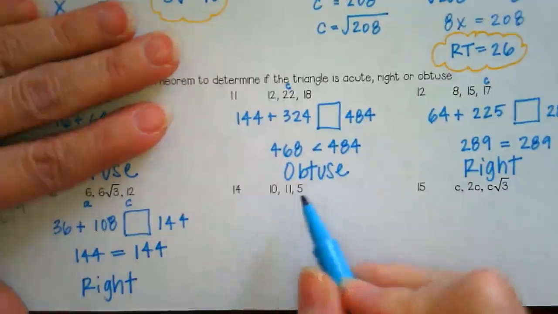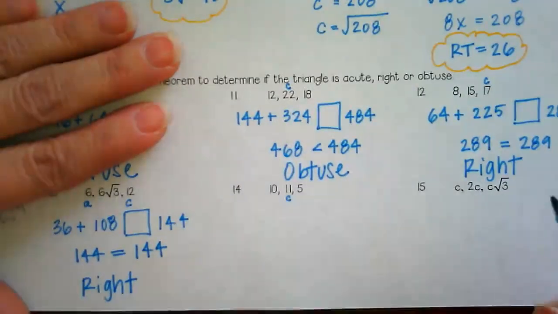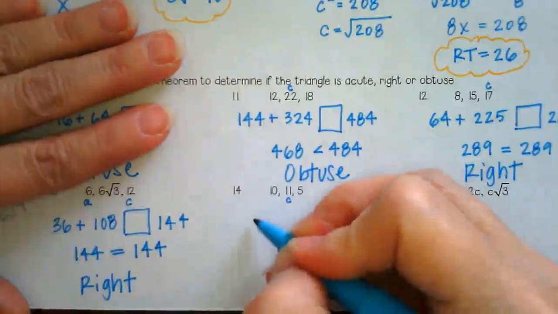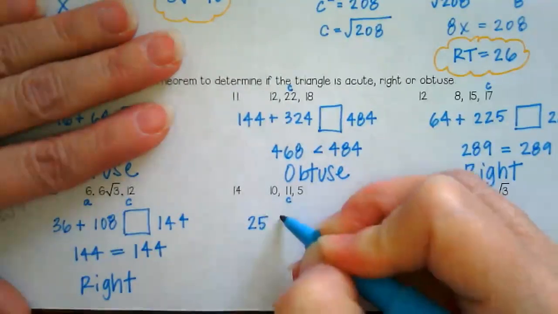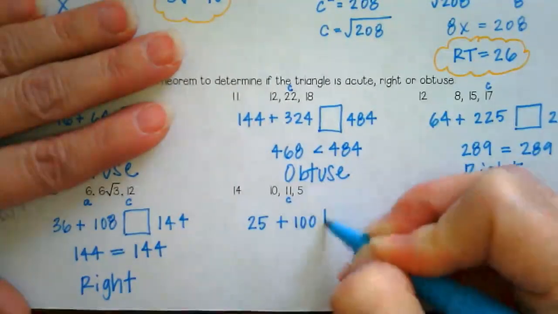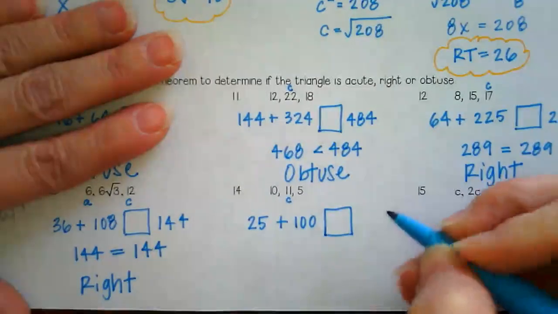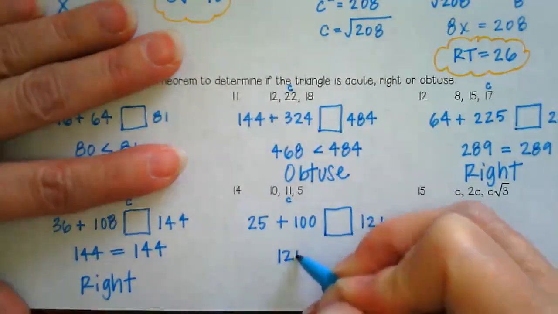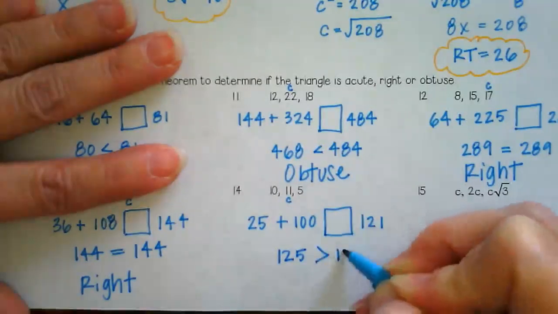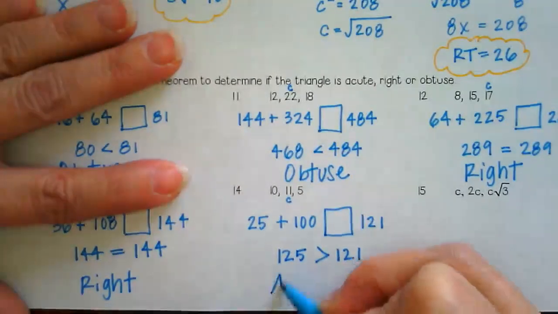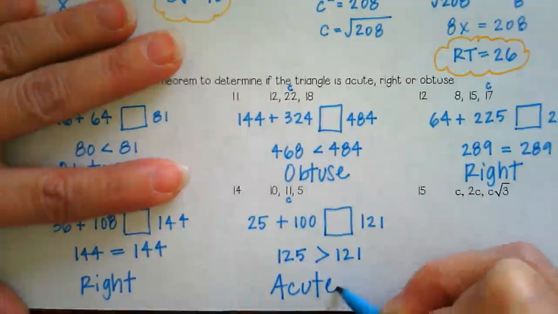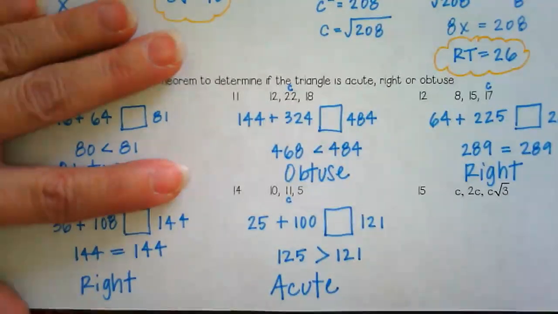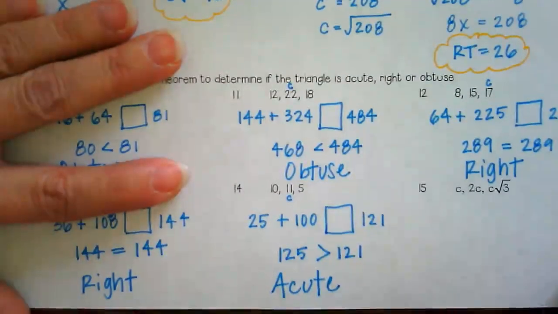Next one. Again, be careful because that's our C right there. So I'm going to say a squared plus b squared, and I want to know how that compares with c squared. Well, 125 is greater than 121, which tells me that this triangle is acute.